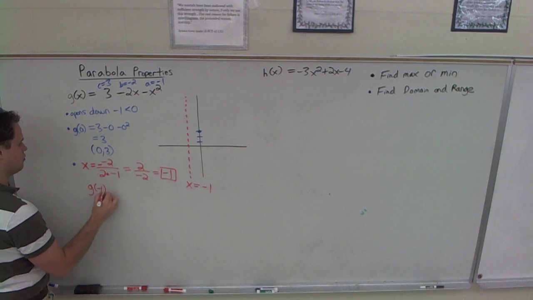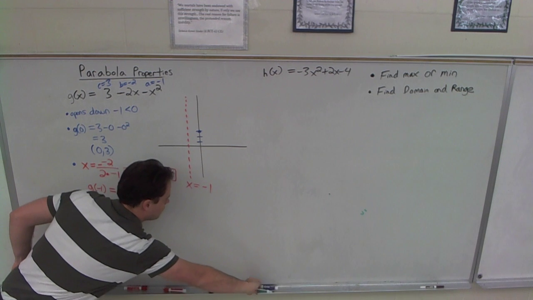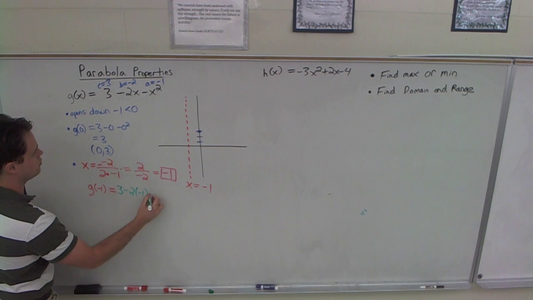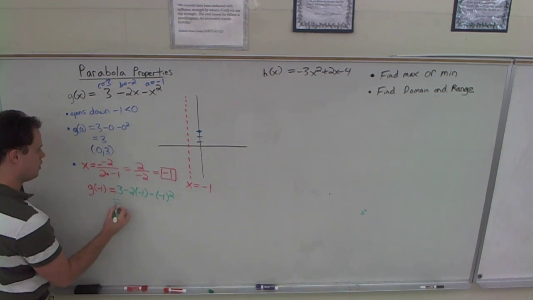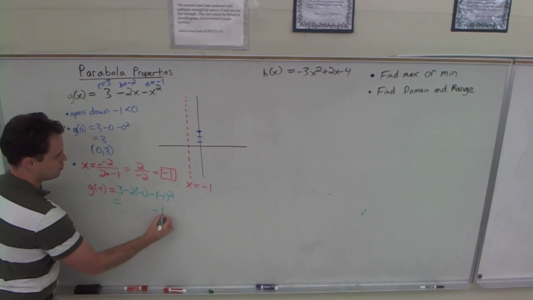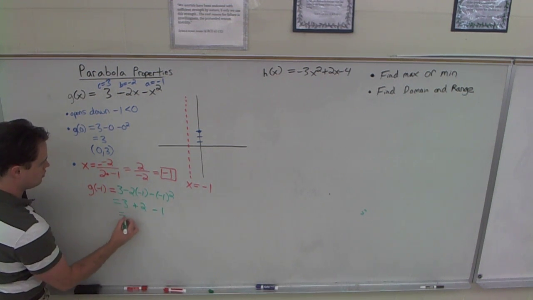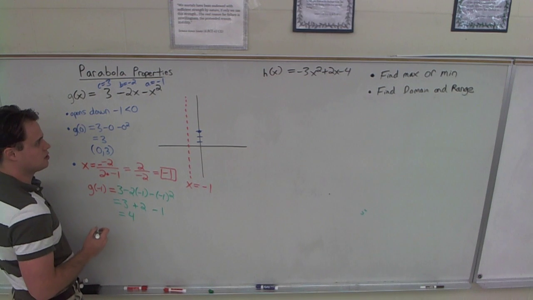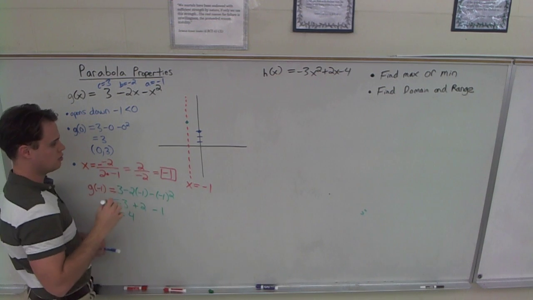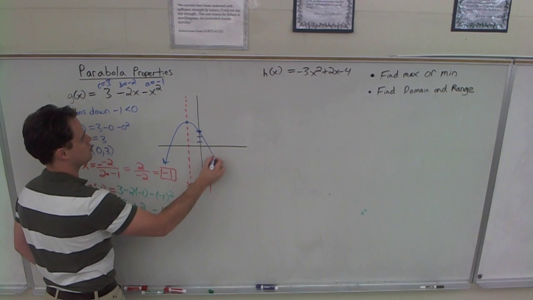So g of negative 1 works out to be, lots of negatives here, very careful. So I'll use a different color. It's going to be 3 minus 2 times negative 1 minus negative 1 squared. Order of operations. Exponents first. That's negative 1 squared is positive 1. This is chillin'. Negative times negative is positive. That's 5 minus 1 is 4. Let's see if this makes sense with our picture. I think it sure does. That's going to be down. Everything's checking out. So here's the parabola we were asked to graph on this one.